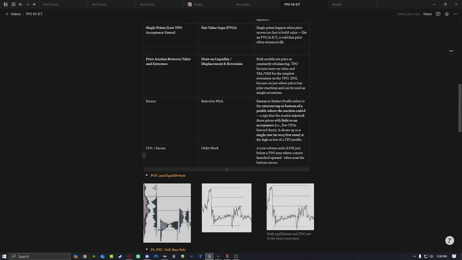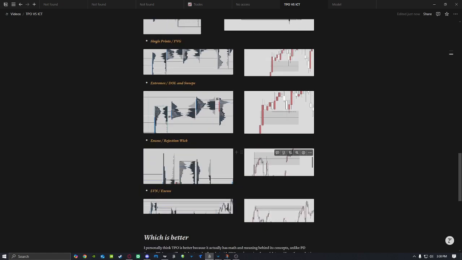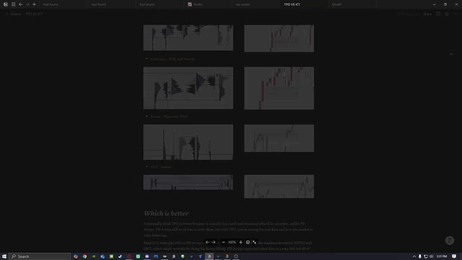LVN, excess, we have our order block right here in ICT terms. A low volume node, LVN, is just below the TPO area where price moves, launching upward or downwards, it doesn't matter. It's often near the bottom of excess. It's basically where not a lot of prices traded, which is why I said it's like a fair value gap. It's not balance or consolidation. So this is kind of an order block right here.